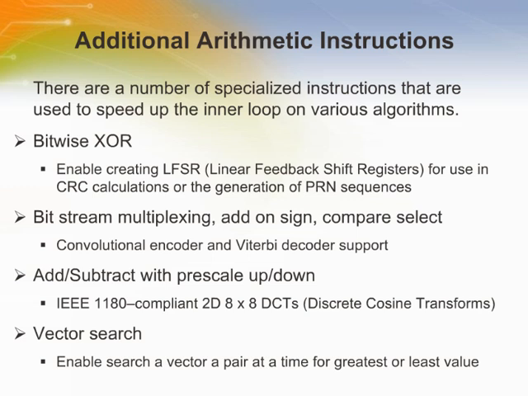There is also support for being compliant with the IEEE 1180 standard for 2-dimensional 8x8 discrete cosine transforms. With the add-subtract with prescale up and down, we can add or subtract 32-bit values and then either multiply by 16 or divide by 16 before returning a 16-bit value. There's also a vector search where you can go through a vector of data a pair of 16-bit numbers at a time and search for the greatest or the least of that vector.